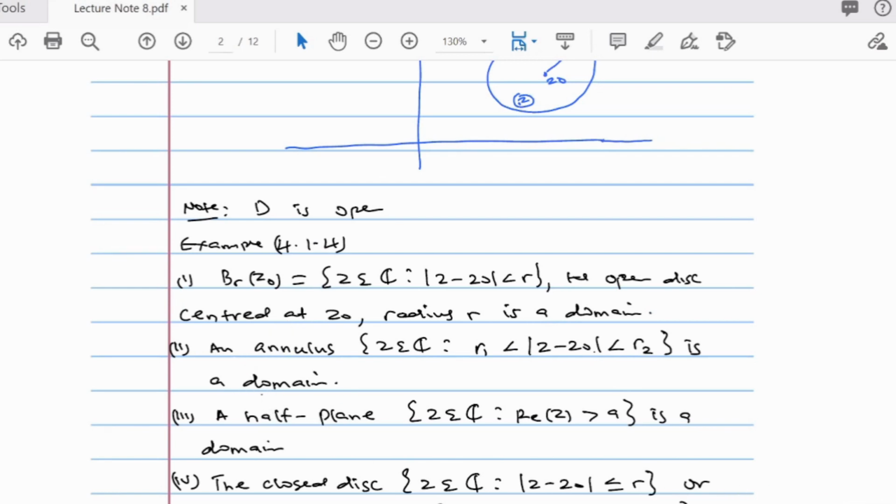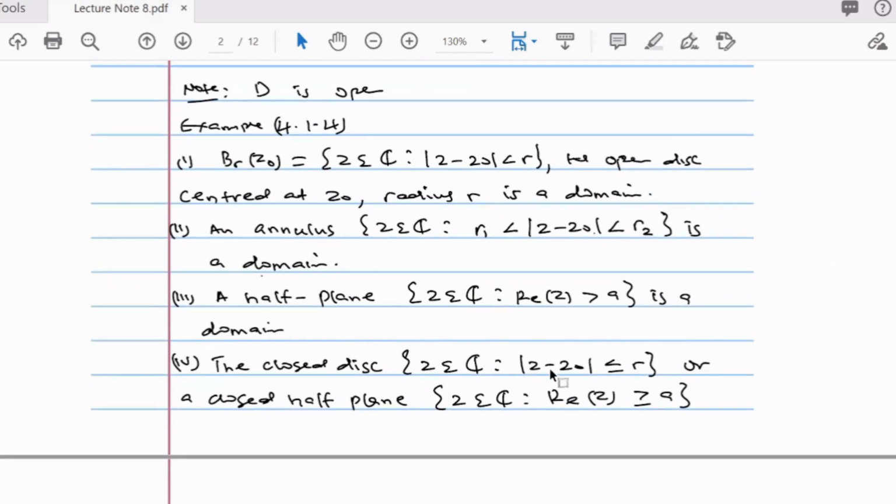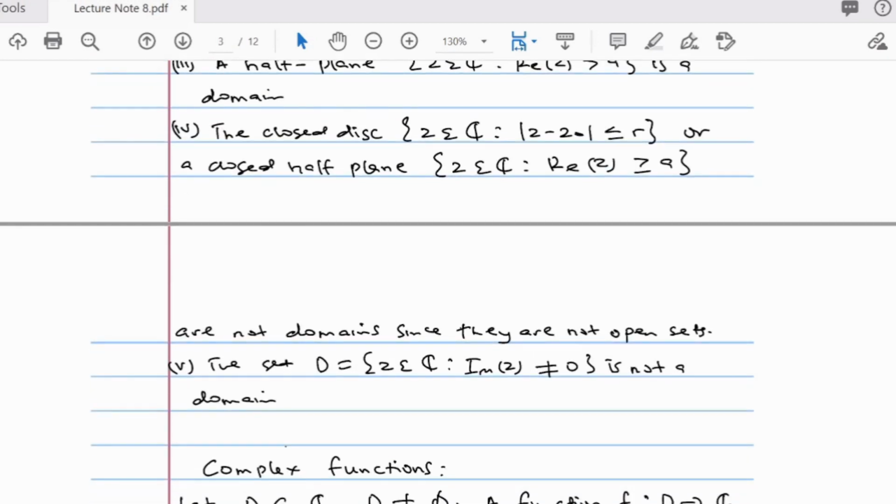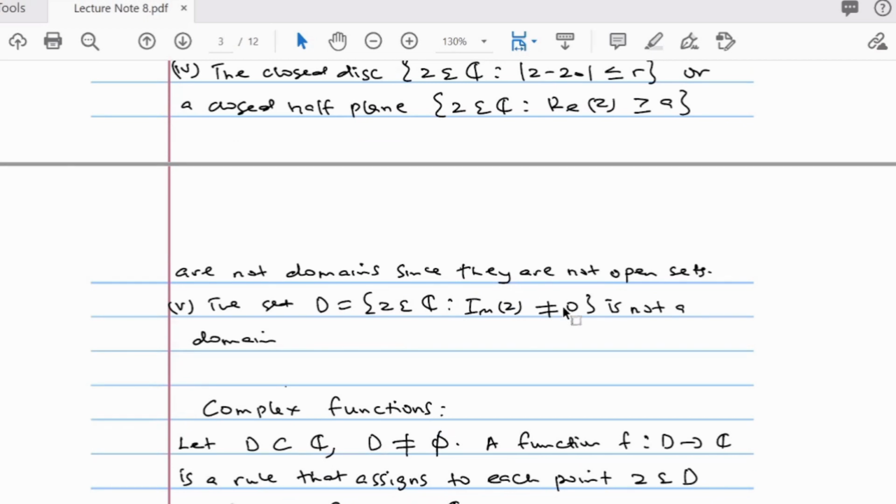And so we have the third example, which is a half plane. The half plane and the closed disk are not domains. These are examples that are not domains because they are not open sets. So the set that I have in 5.2, the set of all Z in C such that the imaginary part of Z is not zero, is not a domain, because it's not an open set.